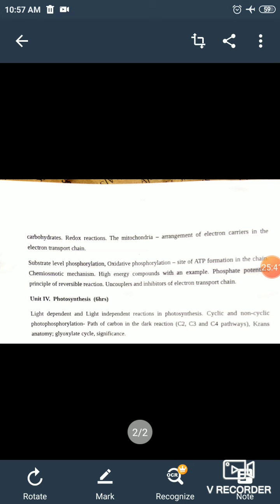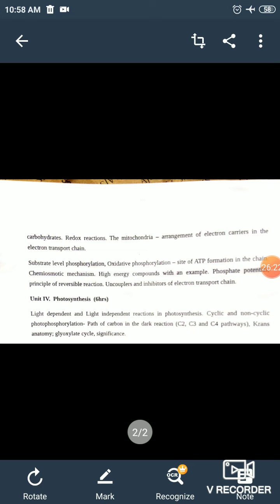We also have to see the C4 cycle, which is an alternative pathway, and we have to study the glyoxylate cycle, which involves some initial reactions of the TCA cycle and happens in some groups of organisms. We animals don't have the glyoxylate cycle. So we have to study its significance also. These are the four units which we have to cover in this semester.